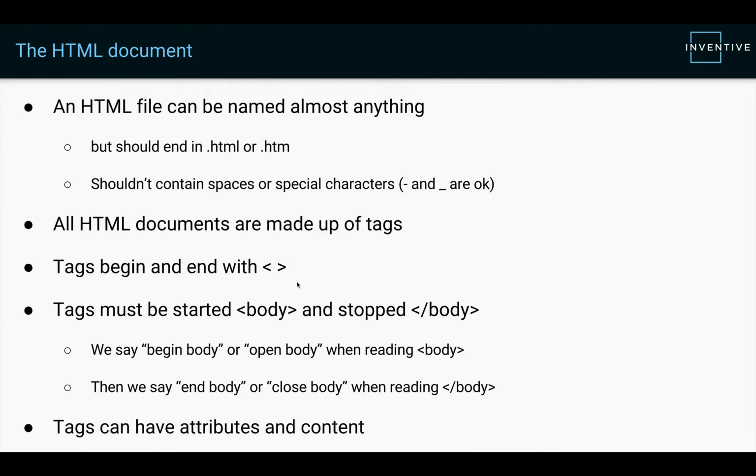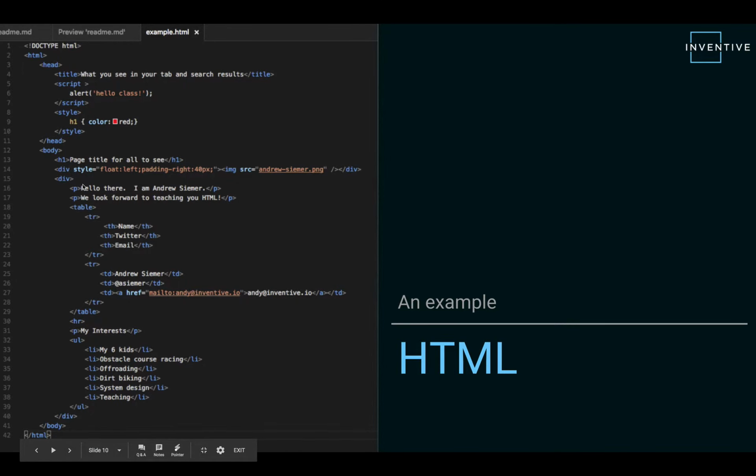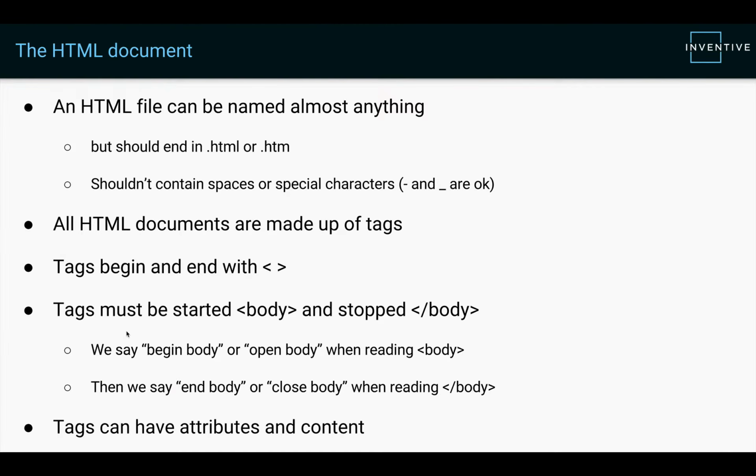The other part is attributes. So tags can have attributes and content. Attributes, again, are like style. That's an attribute. Notice that this div tag opens, but it doesn't close until way down here at the bottom. So in that case, everything in between these two div tags, the opening div tag and the closing div tag, are considered content of that div tag. Or in between these two paragraph tags, you'll see my interests. That also is considered content of the paragraph tag.